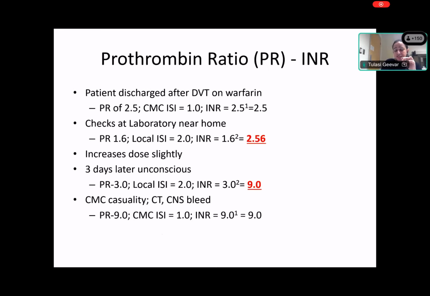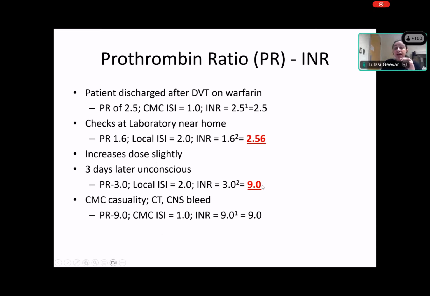Now, when we go back to our case, the patient was discharged on warfarin and had a prothrombin ratio of 2.5 at CMC. The reagent used had an ISI of 1, so the INR is 2.5. He goes to a local laboratory, where the ISI is 2.0, so the INR is actually 1.64 raised to 2, which is 2.5. The dose was increased unnecessarily because the patient was still anticoagulated and within the expected therapeutic range. But because the dose was increased, his prothrombin ratio increased to 3 in the local laboratory.